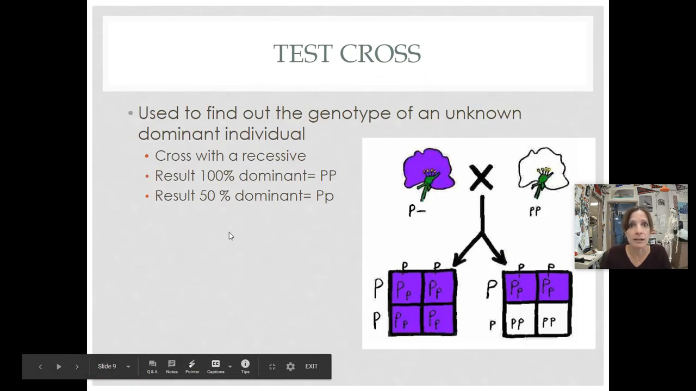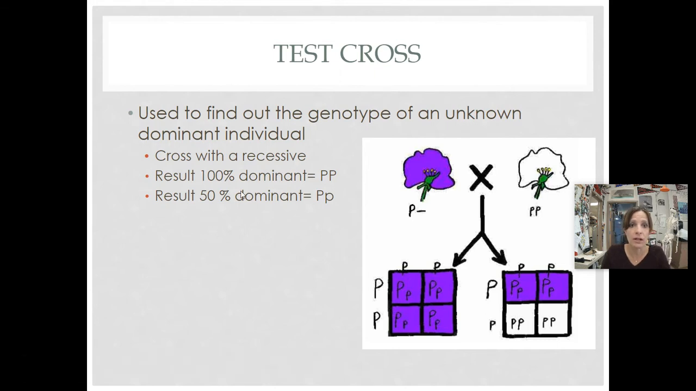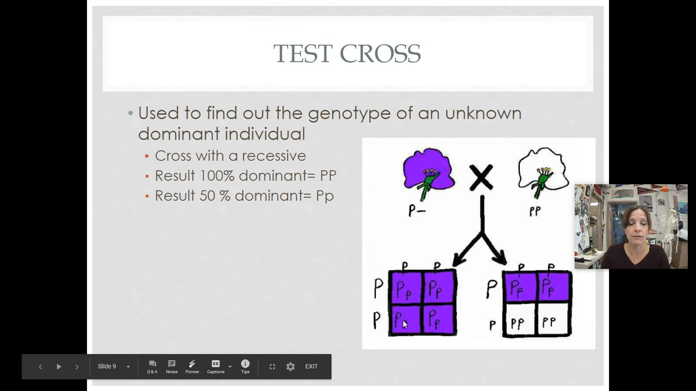Okay, another thing you need to know is a test cross. Test crosses are used to find out the genotype of a dominant individual. So let's say this purple flower here, right? We don't know if it's big P, big P, or big P, little p. So just looking at it, we can't tell. We can tell the genotype of this recessive flower because it has to have two recessive alleles. So what you do with the test cross is you cross the unknown dominant with the recessive. And if the unknown dominant is homozygous dominant, all of the offspring will be purple, or dominant.